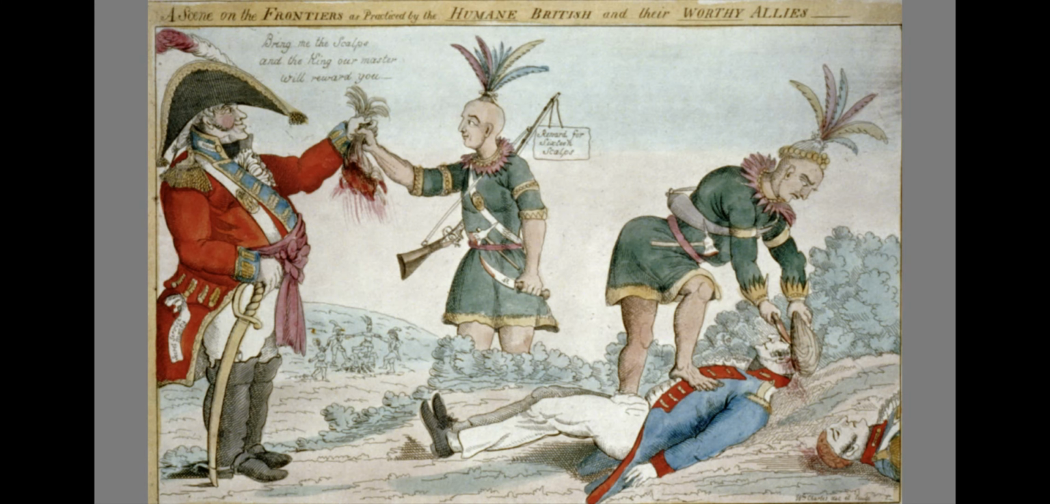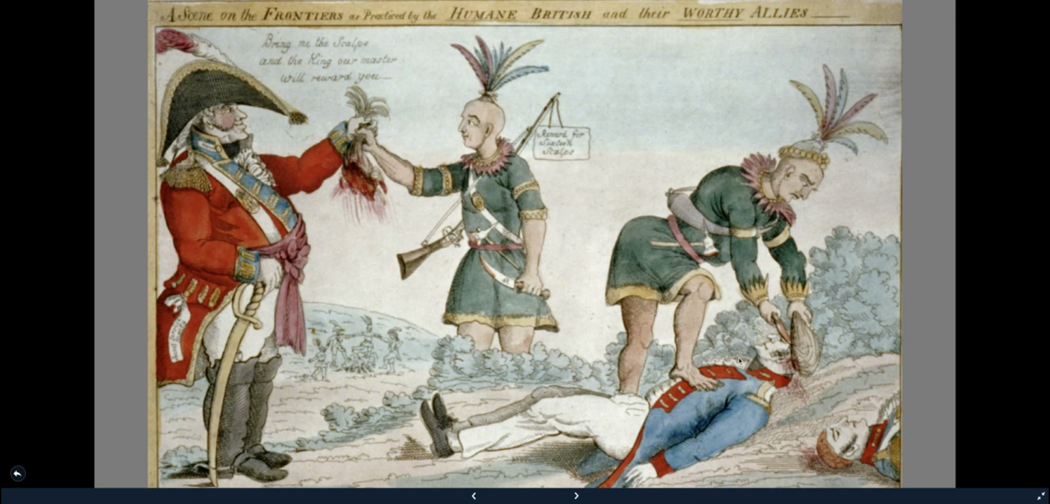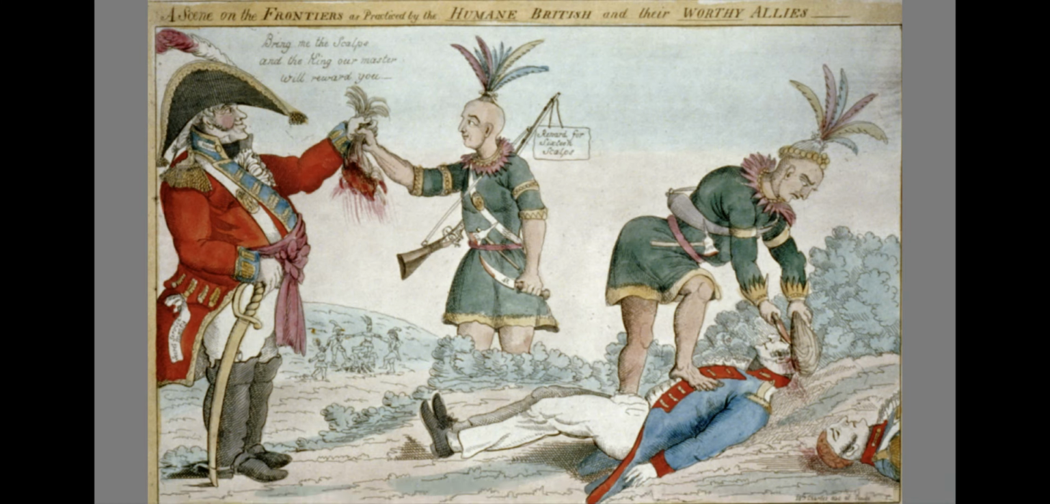Okay, so maybe you've unpaused it. I'm going to ask you another question. You may see this blue uniform and think, "Oh, that's French," but that's an American soldier. But you see this red uniform. Do you remember anyone else that we talked about with red uniforms? So pause and write down who you think that red uniformed person is representing.